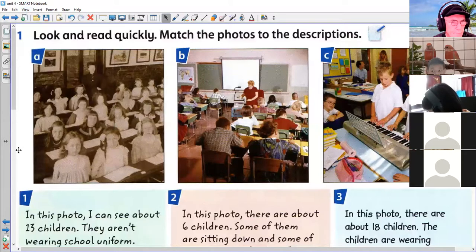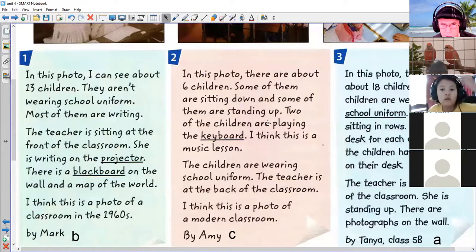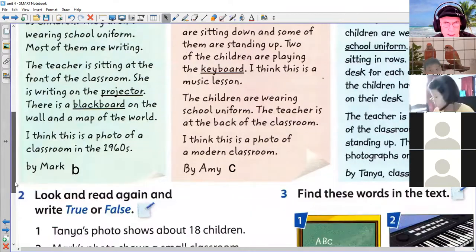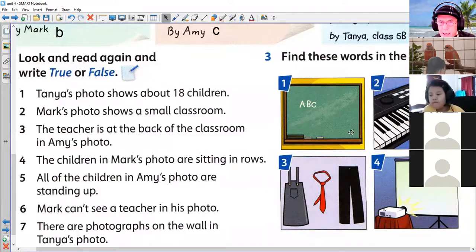Now, in the descriptions here, we have some words underlined, don't we? And it says here, find these words in the text. That will mean the words that are underlined. Find these words in the text.